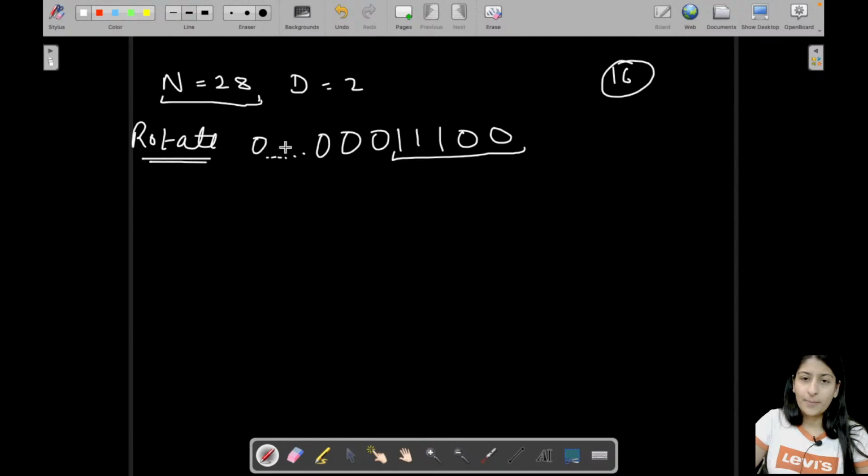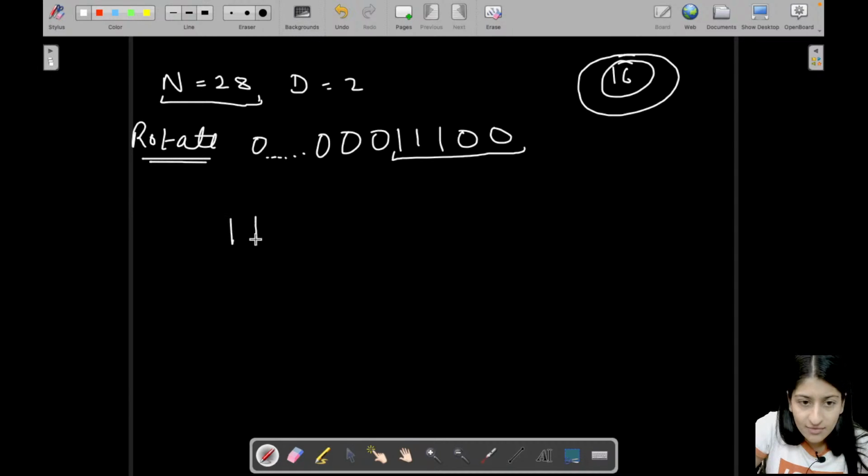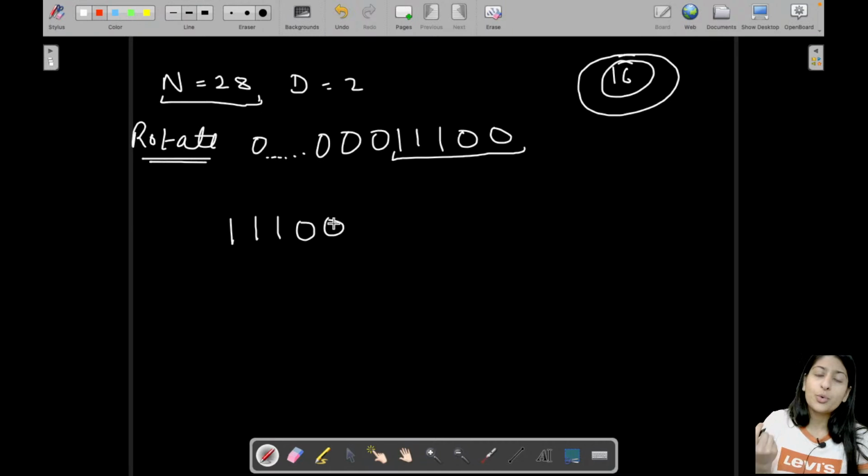Forget about being 16. Don't focus on a number being a 16-bit number. Just focus on this thing. Let's say we have a number like this, 11100. Now I want to rotate it by 2 digits. I want to rotate it by 2 bits.